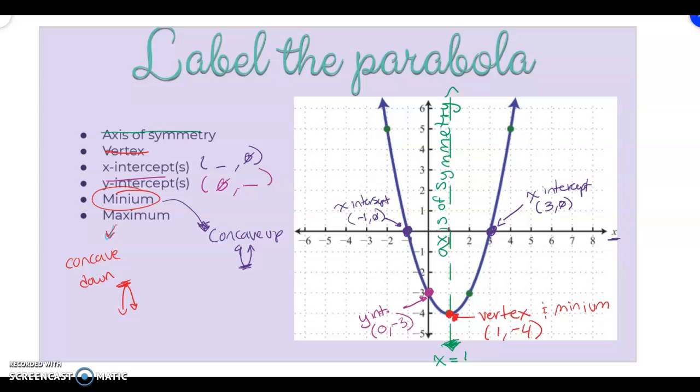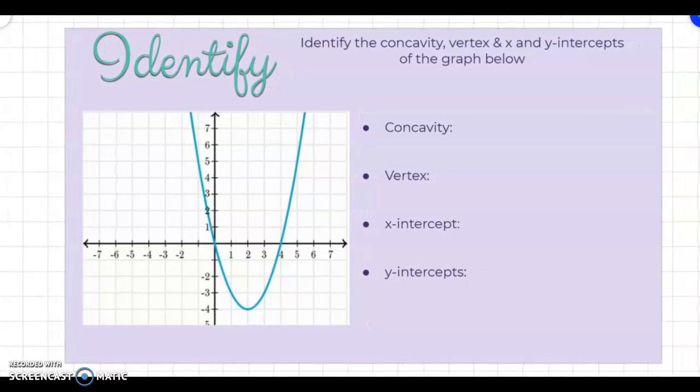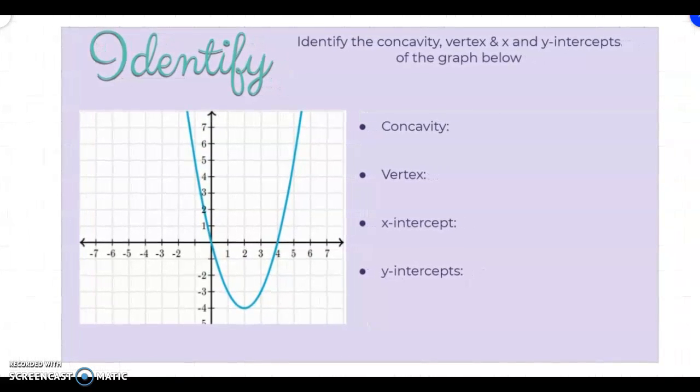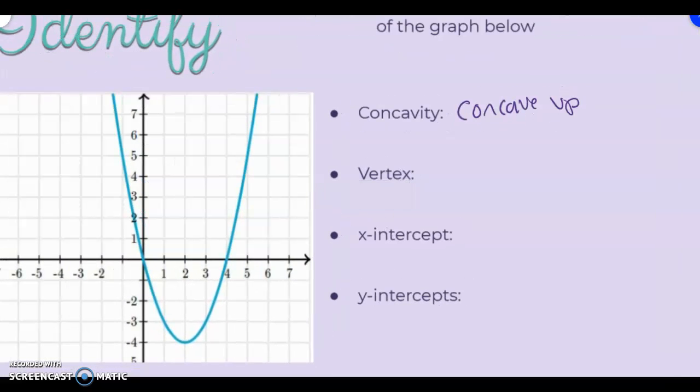So we identified each part of the parabola. This can definitely help, especially if you're looking at formulas and trying to figure out what the heck the x-intercept is, what the y-intercept is, and if there's a vertex or not. Obviously there is, but you know. So now we're going to identify its concavity, vertex, x and y intercepts on the graphs. So our concavity means, is it concave up or down? As I can see, this is a concave up type of parabola because it's facing upwards.